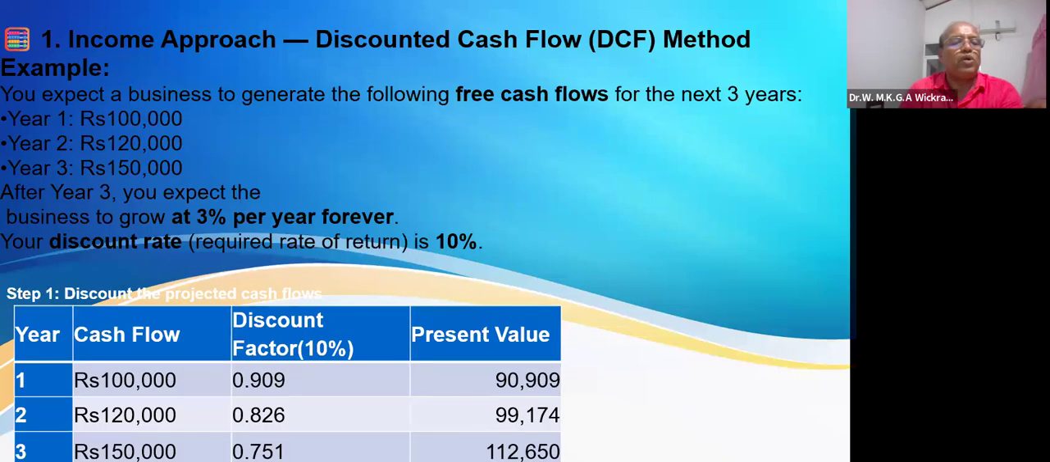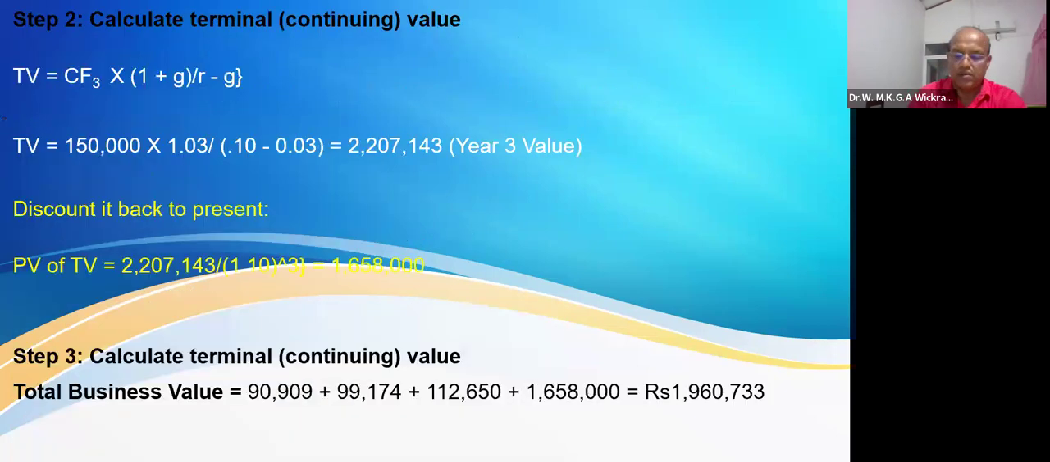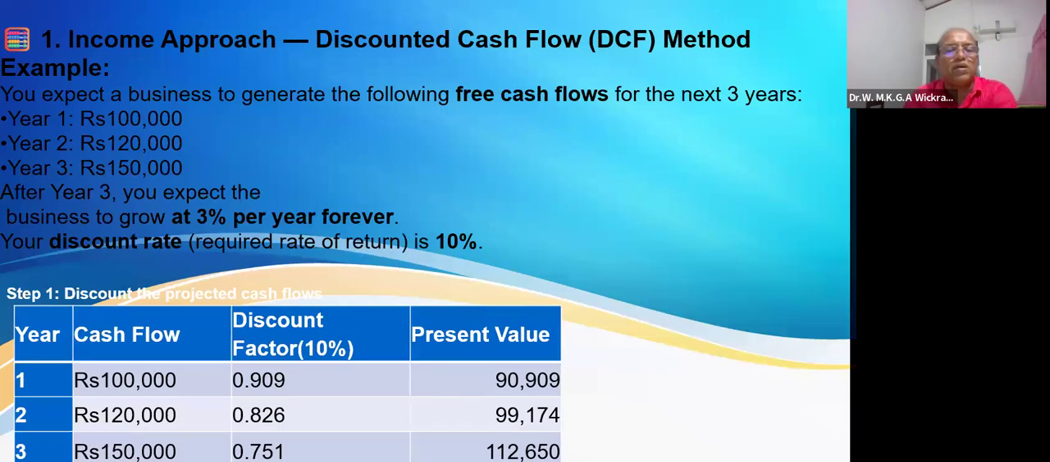But here, up to year 1, 2, 3, it is simple. Cash flow year 1, 100,000, you discount by the discount rate. You know how to get the discount factor: you divide 1 by 1.1, that is 1 plus R. So check all the figures whether all are correct, and please work out, and if you have any question, let me know. Okay? Give me 10-15 minutes.